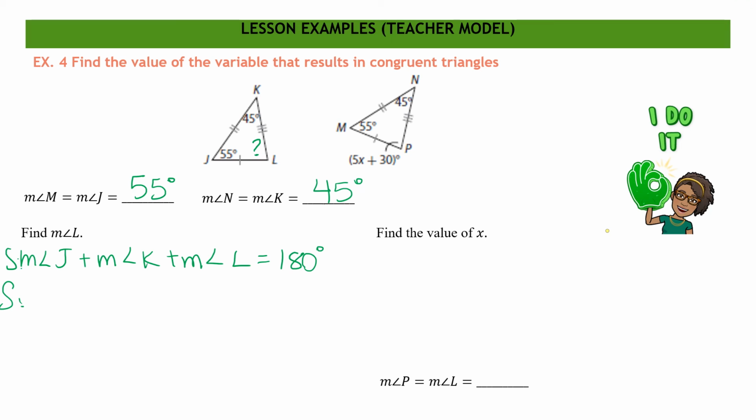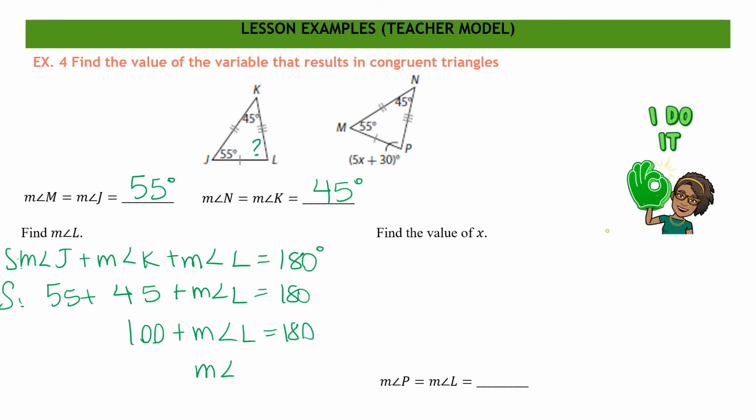So that means I can substitute in those values. 55 for J, 45 for K, L, I still don't know. But we know they all equal 180. So 45 and 55 gives me 100. And I'm solving for L. So I subtract 100 on both sides, and that leaves me with the measure of angle L as 80 degrees.